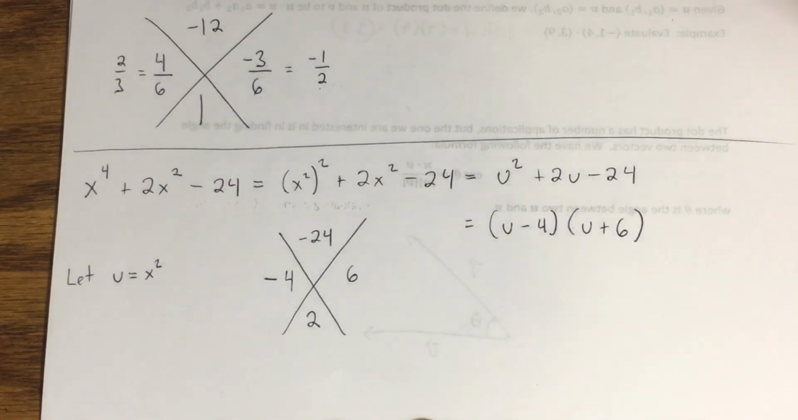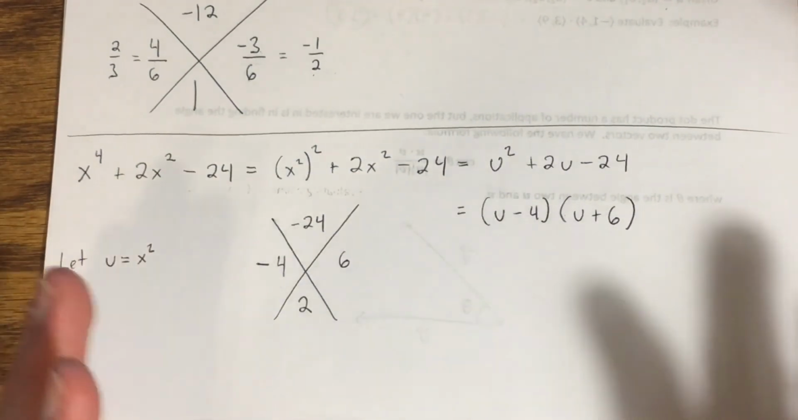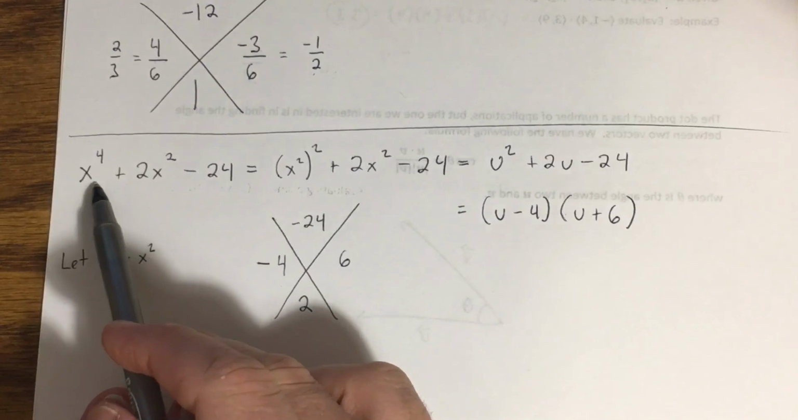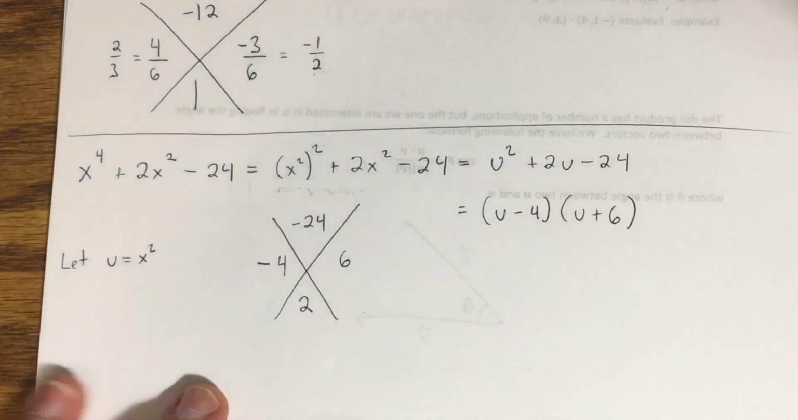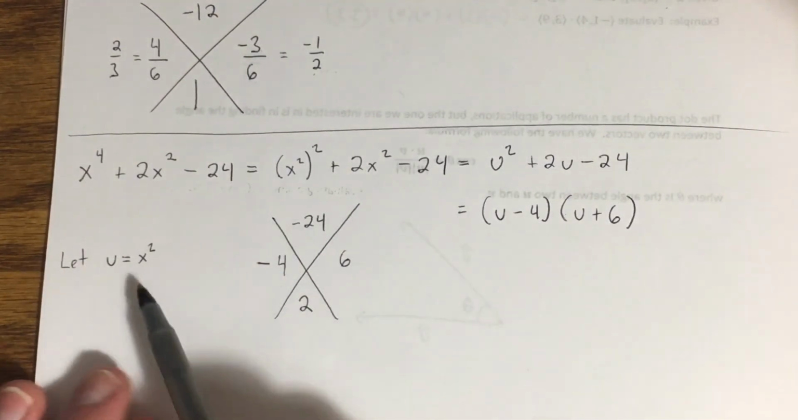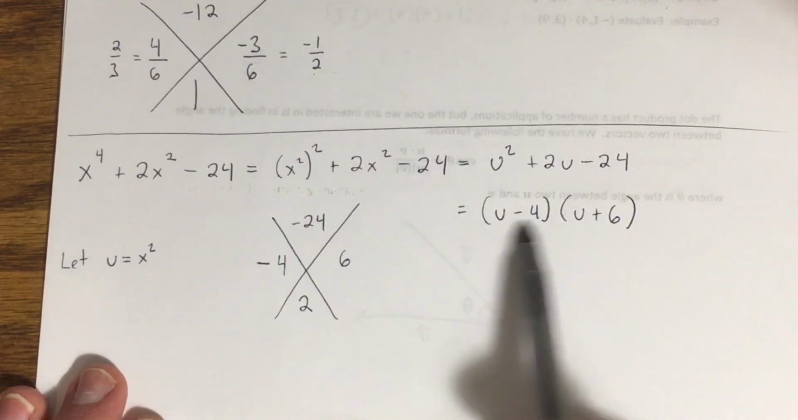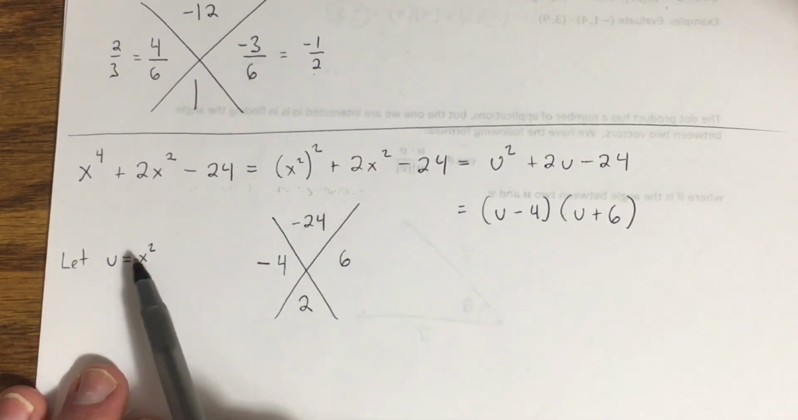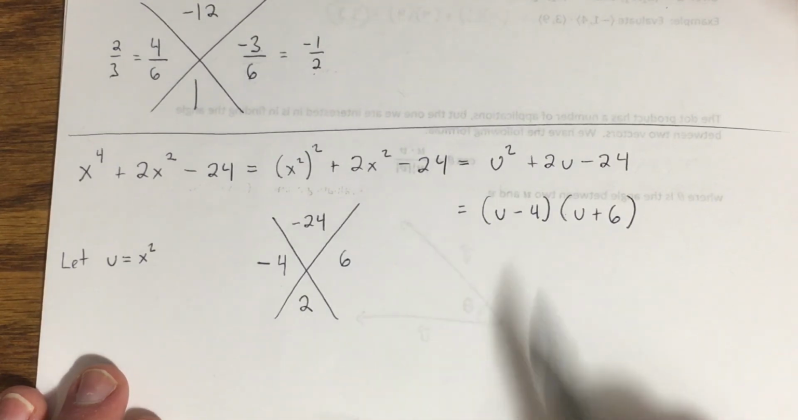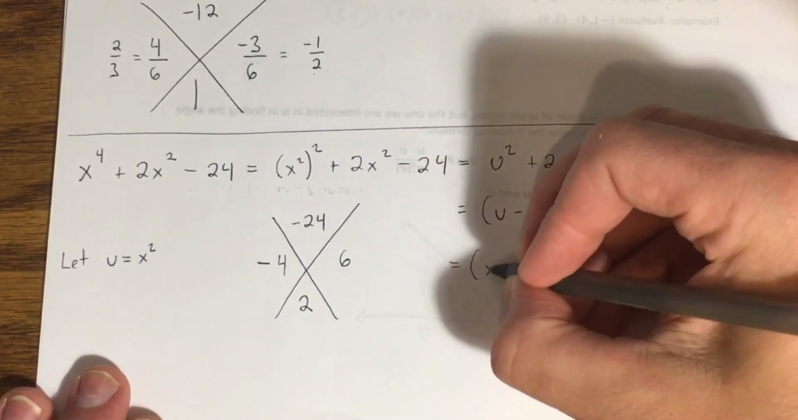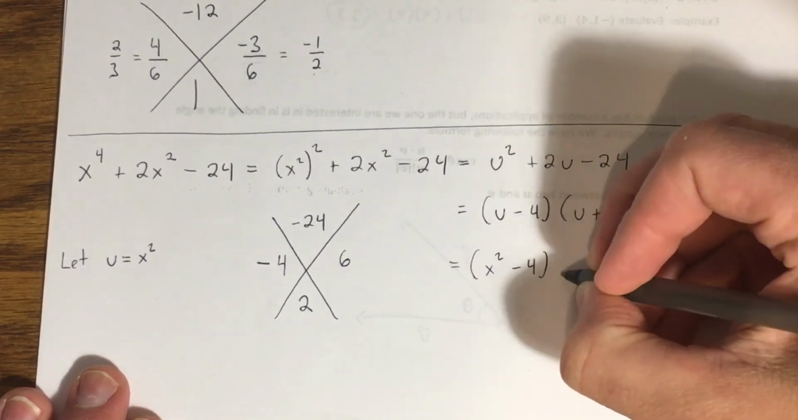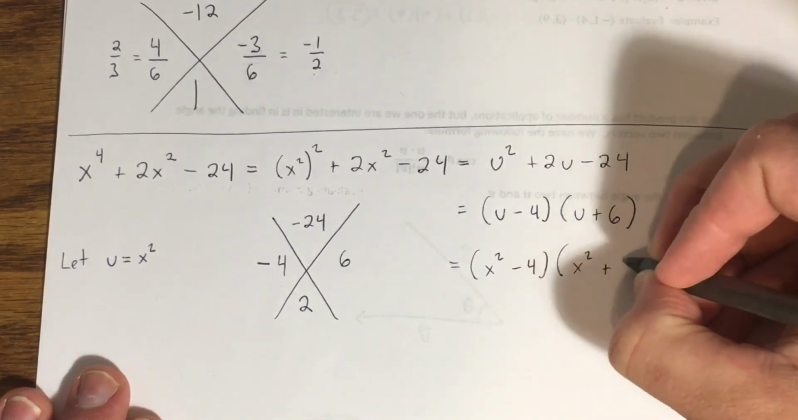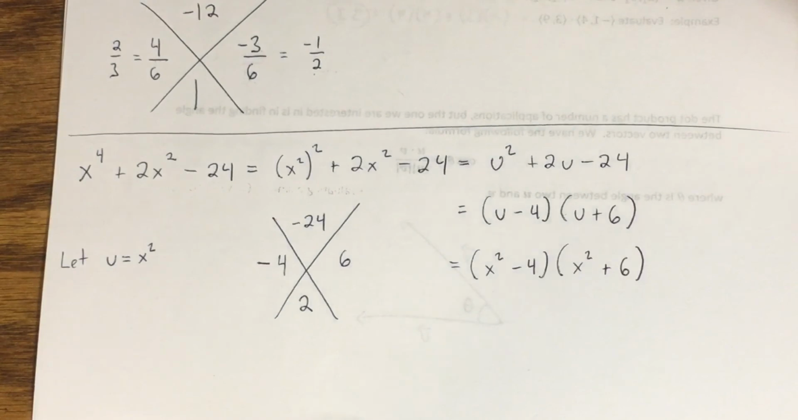Okay? But you don't want to stop here, because the original problem was given in terms of x, not u. The u was just a temporary fix to be able to get to this point. Now that we've gotten to this point, I can put the x squared back in for where the u's are. And this becomes x squared minus 4 and x squared plus 6, okay? And so at this point, you might look at this and think, okay, cool, I'm done. I've factored this, and my x's are back in the expression. I can call it a day.